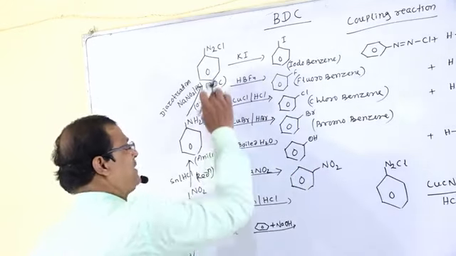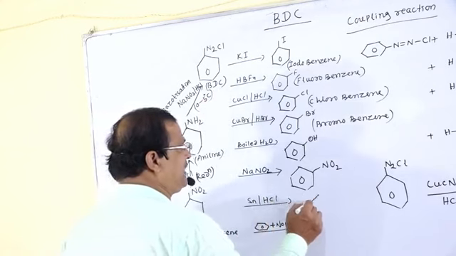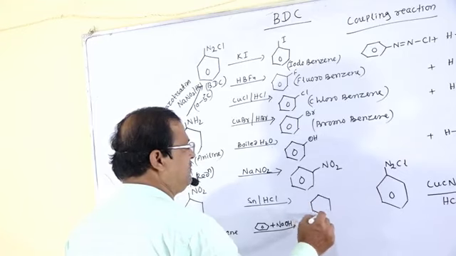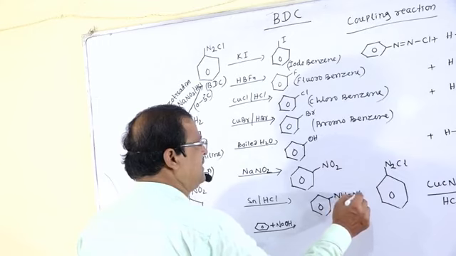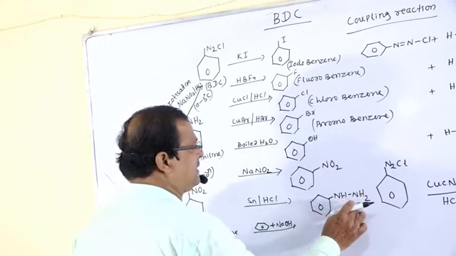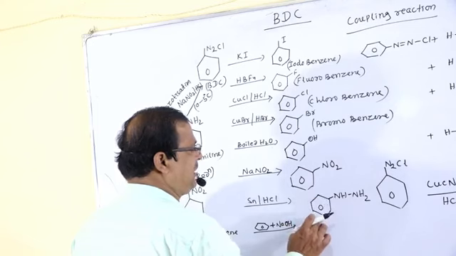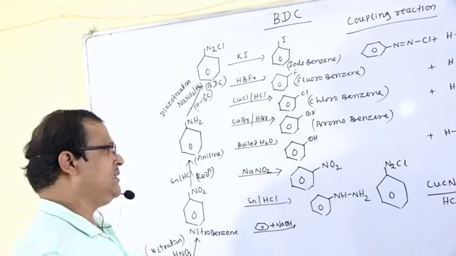Whenever BDC is treated with tin and HCl, there is the formation of phenyl hydrazine, C6H5NHNH2.